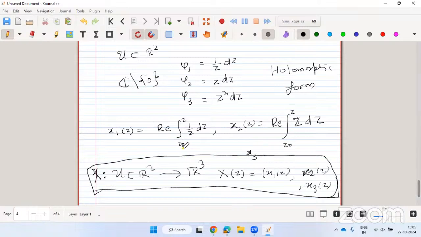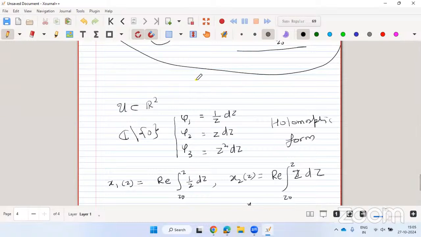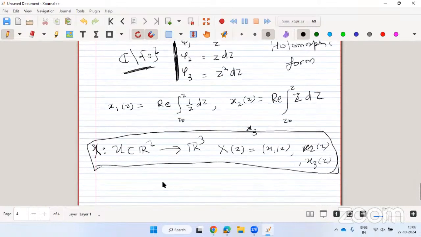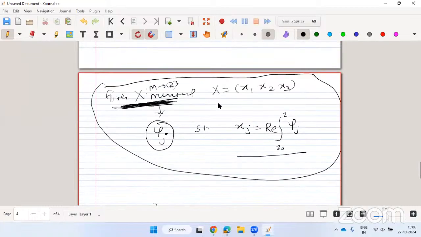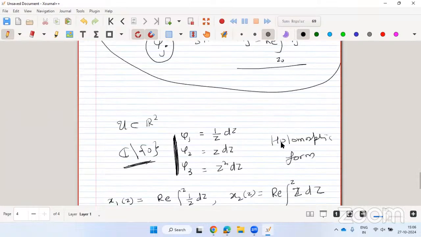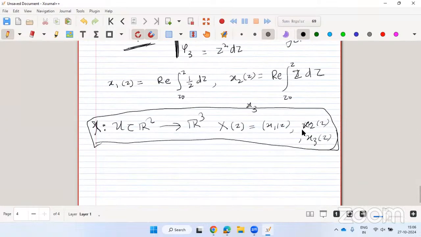Look at the claim. What I am saying is that you start with three holomorphic forms on this domain, and then define x1, x2, x3, and then I can ask whether this is a minimal immersion or not. Look at this: if you have x1, x2, x3, you get phi j, you get xj, and then it turns out that these are minimal immersions. Can you do it the other way?